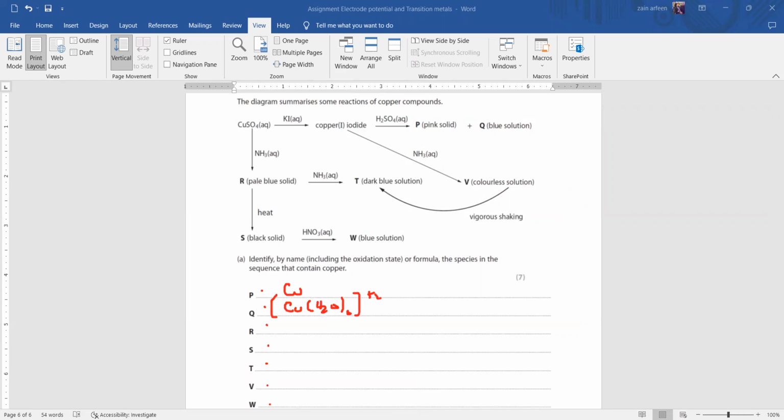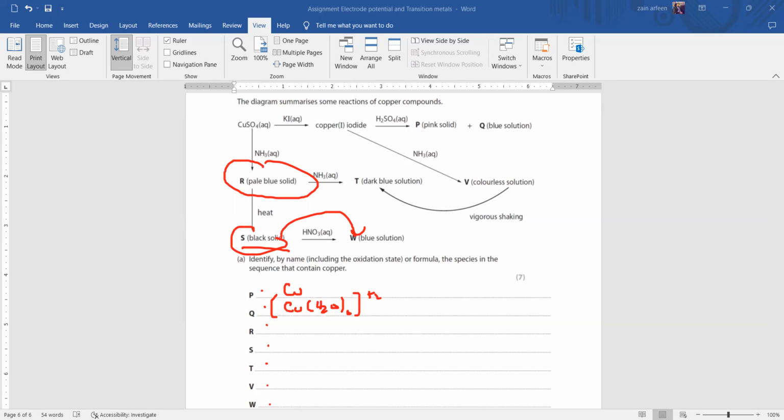And R is what? R is copper hydroxide, S is copper oxide. When we add aqueous ammonia, there will be a first acid-base reaction due to which it turned into copper hydroxide. When we heat copper hydroxide, it gives off copper oxide plus water, and that copper oxide is black in color. And when we add acid to copper oxide, it will turn into copper nitrate.